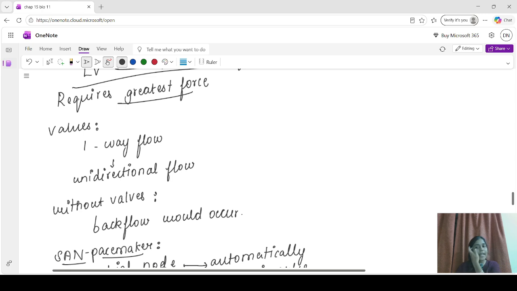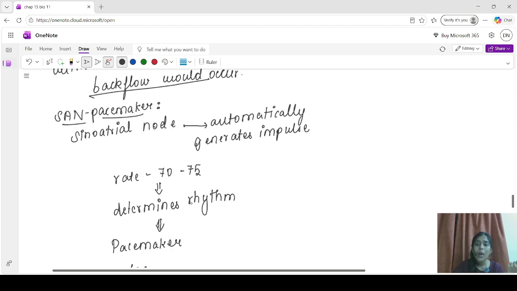Now, let's see about the valves. Valves ensure one-way flow, that is, unidirectional flow. Without valves, the blood would flow backwards. What is the SAN pacemaker? SAN is nothing but the sinoatrial node. This sinoatrial node automatically generates the impulse.